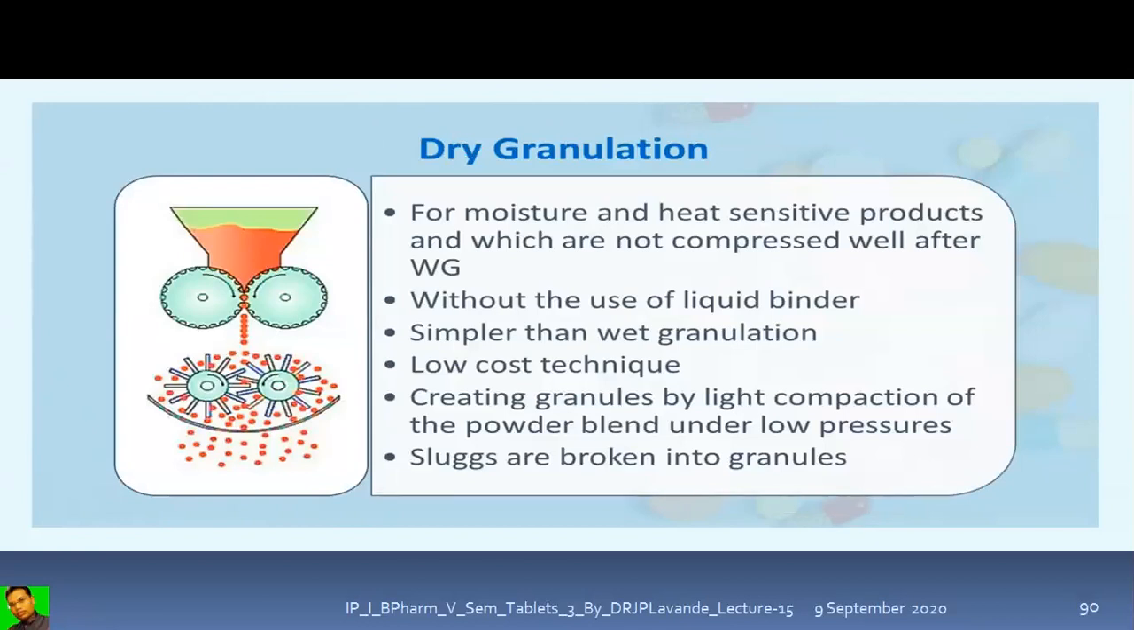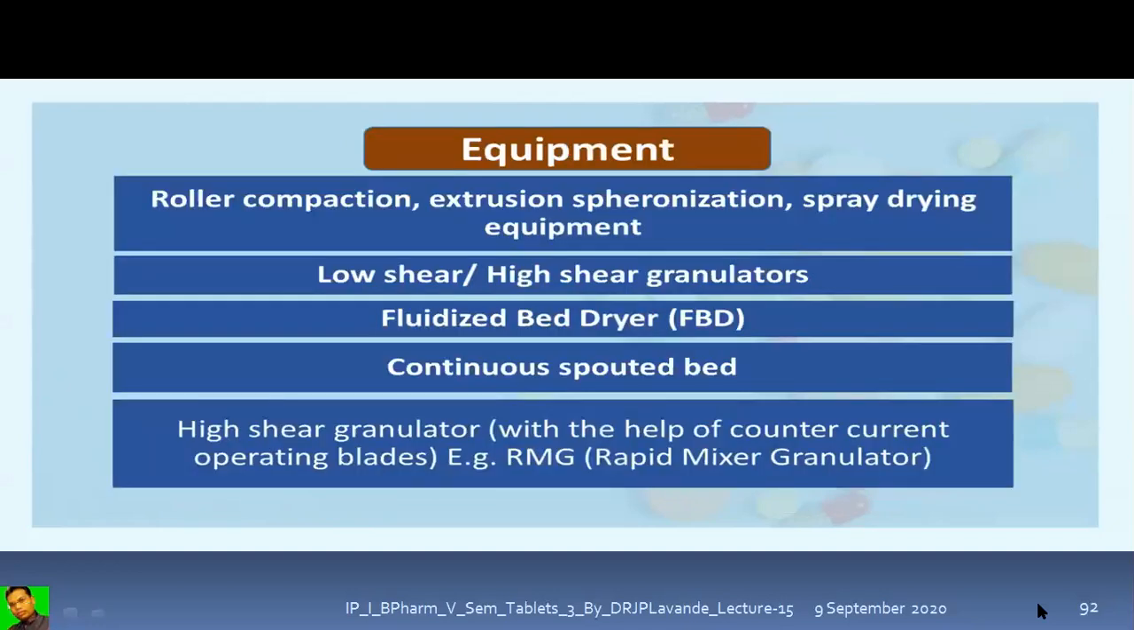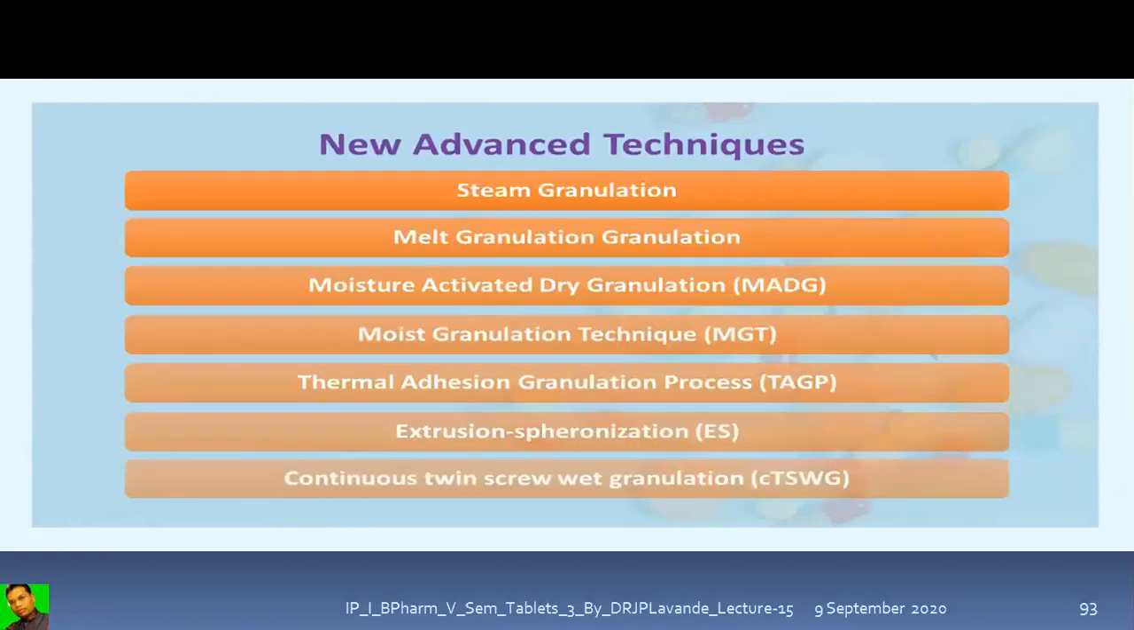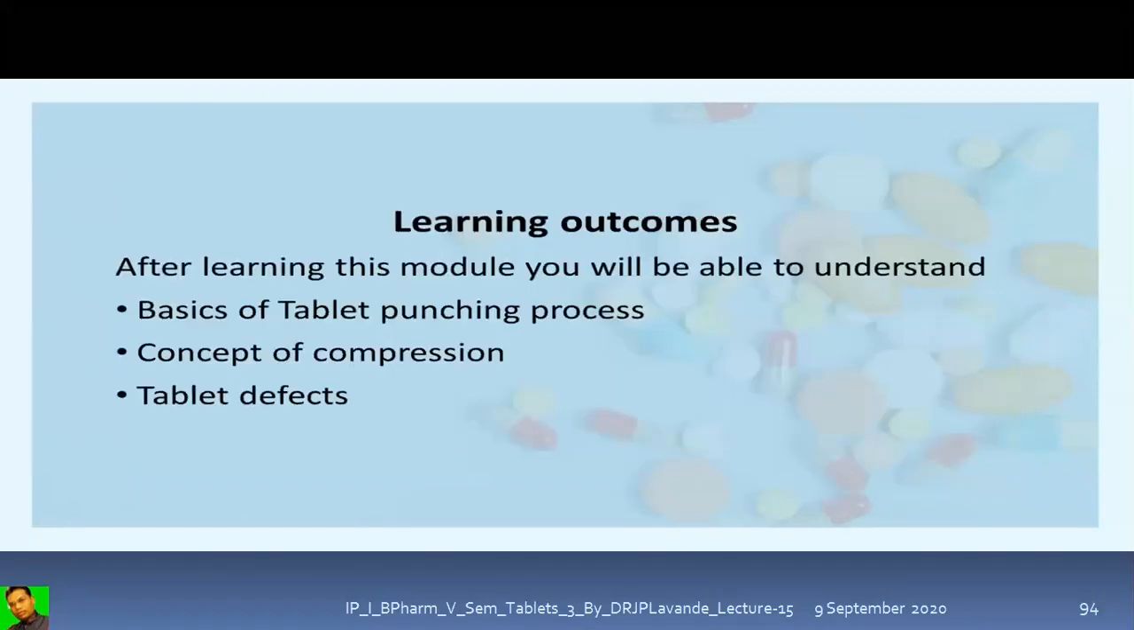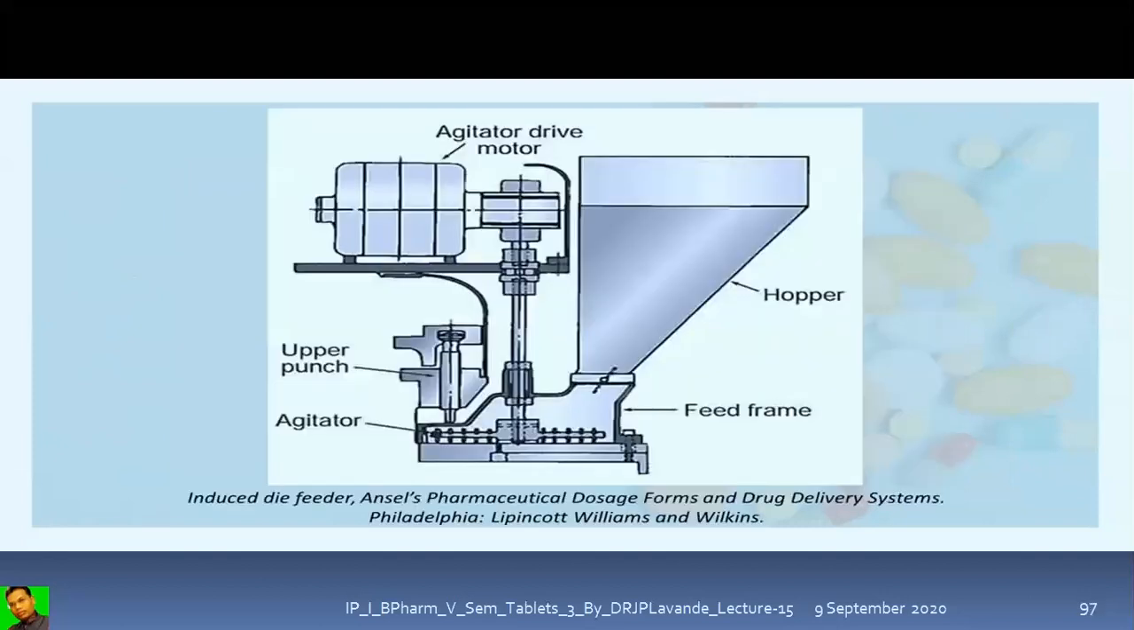Then we had gone through the dry granulation process. We saw the different stages, that is the milling, mixing, slugging, screening, mixing, and the compression. We saw the different equipment that are used for this process. Then some of the new equipment and techniques. Then we saw the mixing, granulation, and the compression. This is the hand operated machinery.